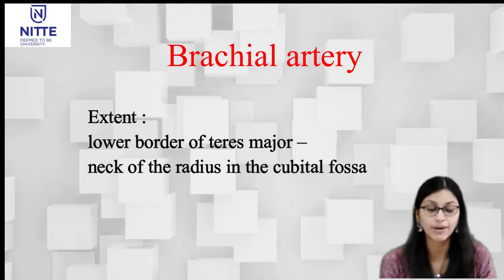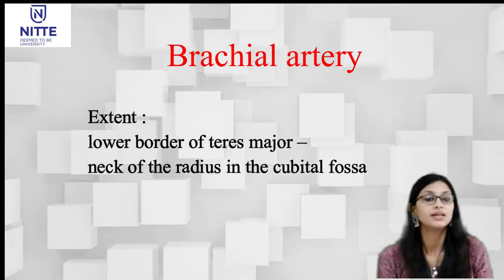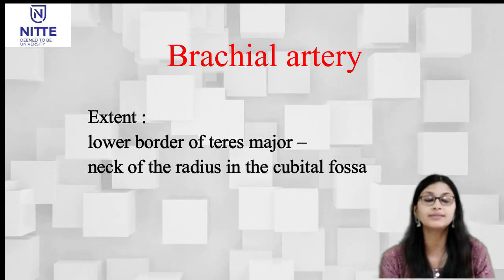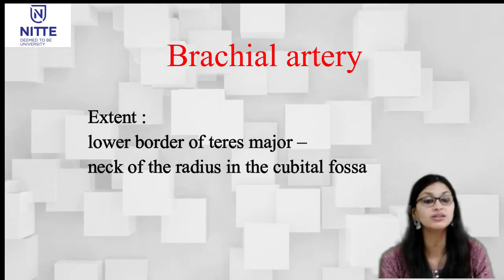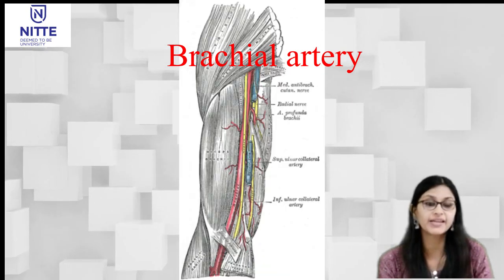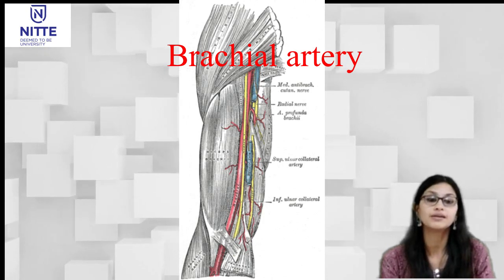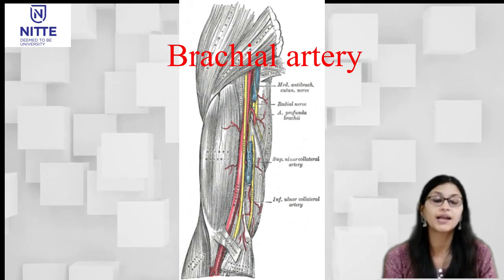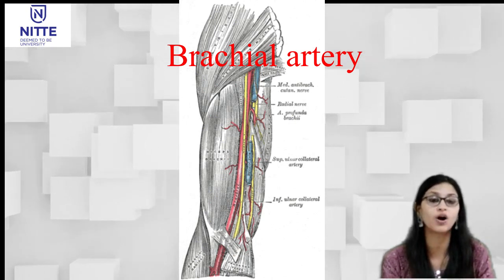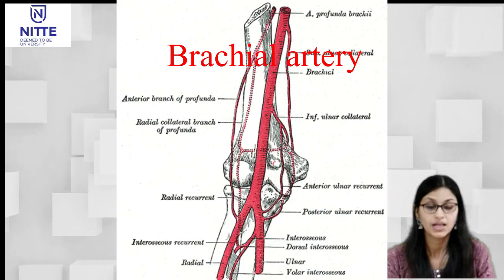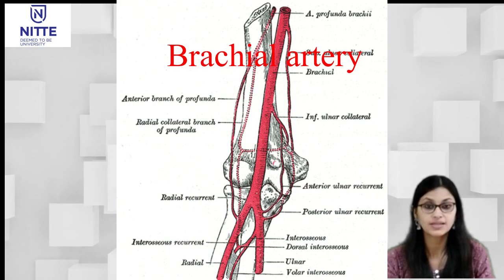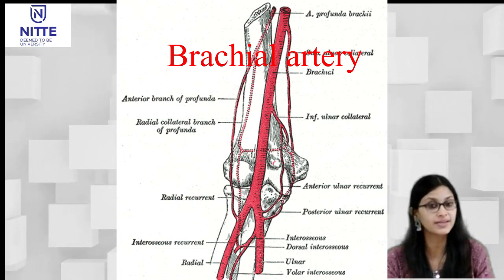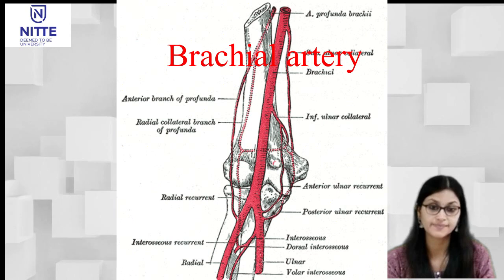About the artery of this compartment, that is the brachial artery. The brachial artery is a continuation of the axillary artery at the distal border of the teres major muscle. The brachial artery lies medially, runs downwards, and we can see this artery as a content of the cubital fossa. At the level of the neck of the radius, the brachial artery divides into two terminal divisions, that is the radial artery and ulnar artery.